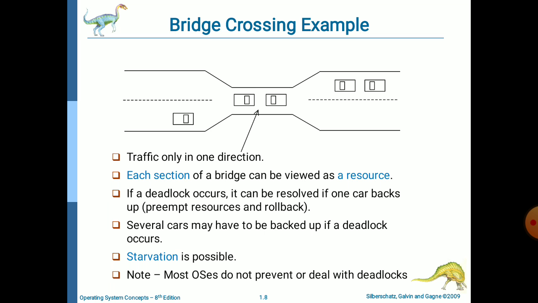So in this case, there is a chance that each time if one side is backing up, it may lead to starvation, which means that they will not pass at all. That is also a problem that may occur.